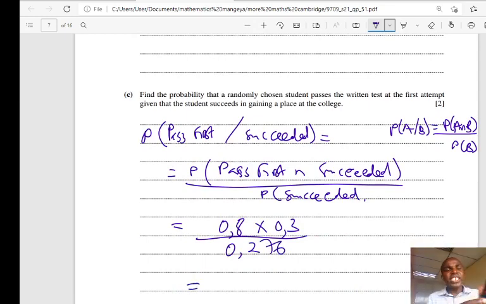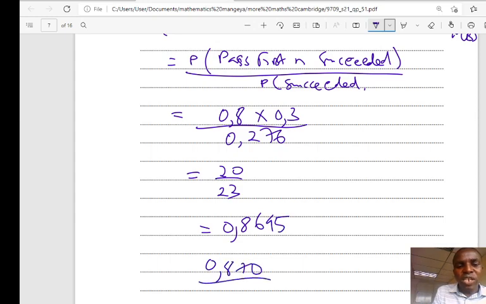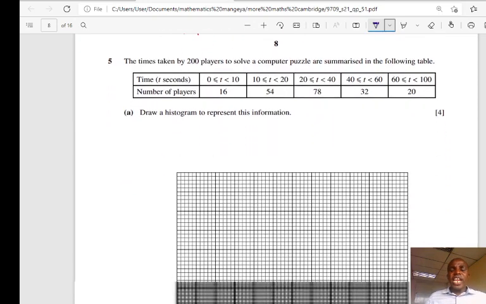Then using a calculator, 0.8 times 0.3 divided by 0.276 gives 20 over 23. That's the probability. Or to three significant figures, 0.8695, so it's 0.870. We can say done. Right, next question.